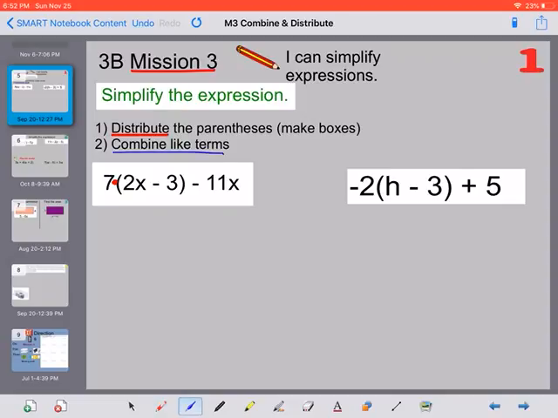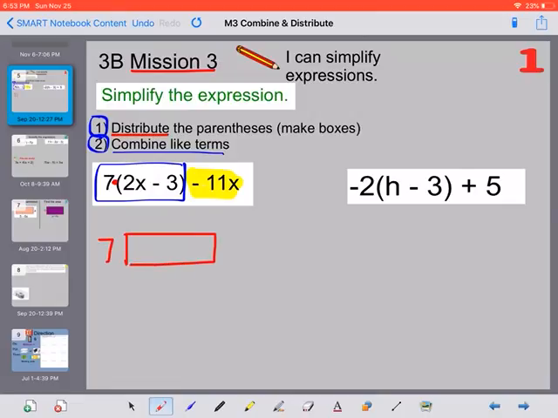So this takes both skills that we learned. First we learned how to combine like terms, then we learned how to distribute. Now we're going to do both in one problem. So for right now, I'm going to ignore this piece, and I'm only going to focus on this with the parentheses, because I need to get rid of the parentheses in order to combine our like terms. So I'm going to multiply our 7 by 2x and by negative 3.